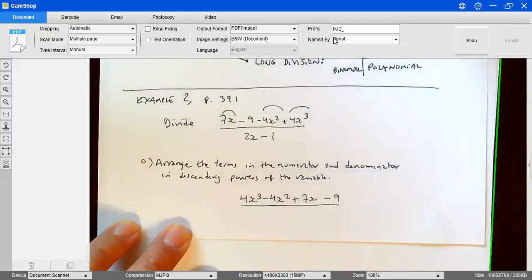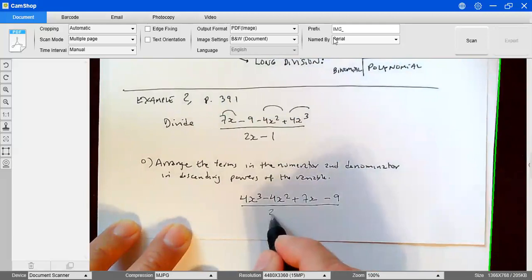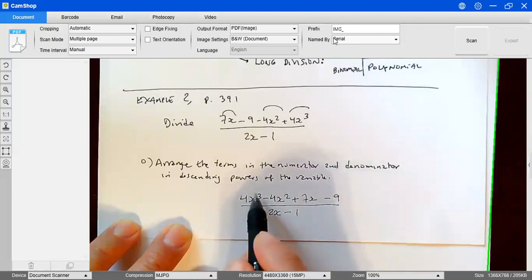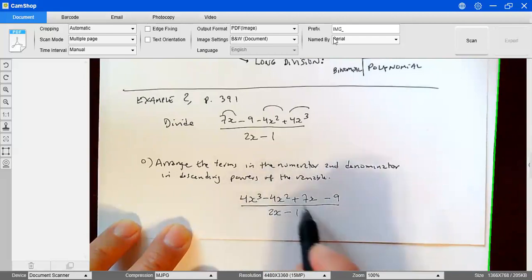So a polynomial of degree 3 divided by a binomial. The binomial is written the right way. We start with the linear term, then we end with the constant term. In the polynomial, we have the cubic term, the quadratic term, the linear term, and the constant term.